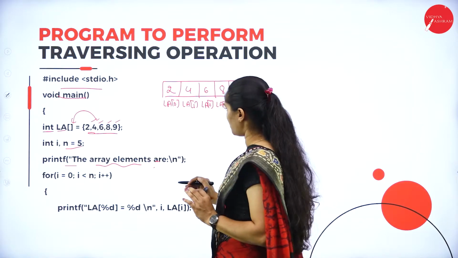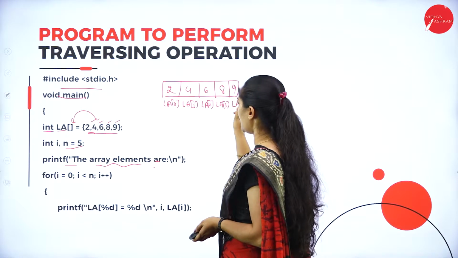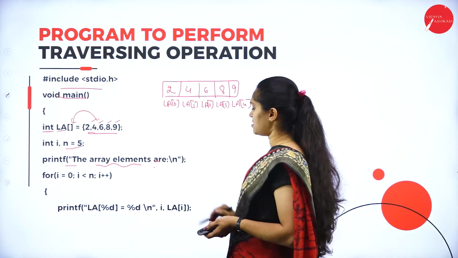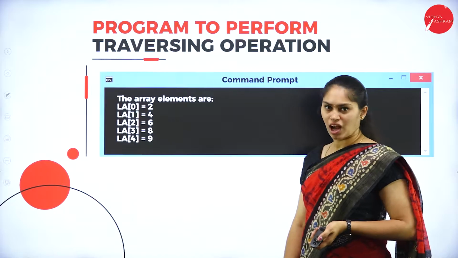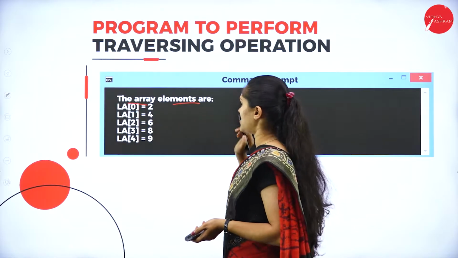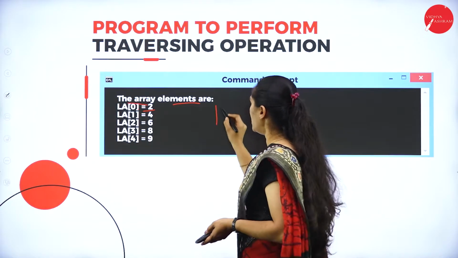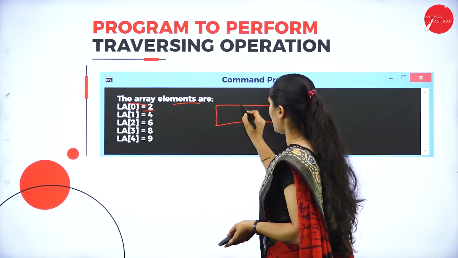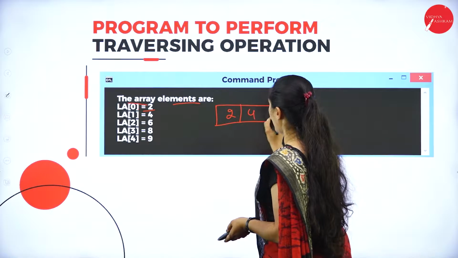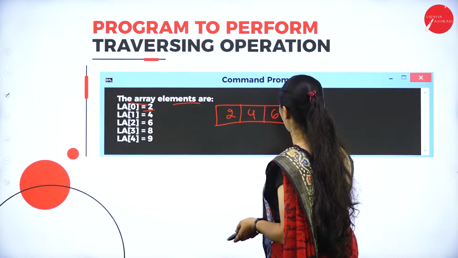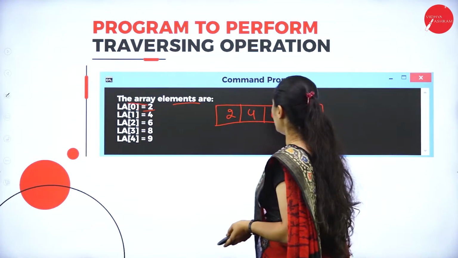So what are the elements we have here? We have 2, 4, 6, 8, 9. This is how the output is going to be. So the array elements are LA of 0 is equal to 2. In the location 0, which element do we have? So consider again 2, 4, 6, and we have an 8 and at last we have a 9, right?